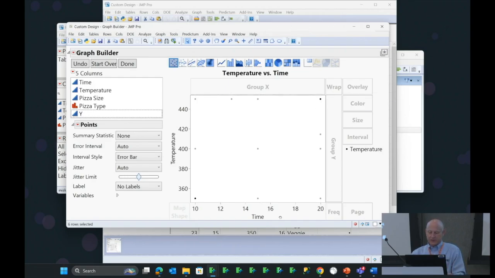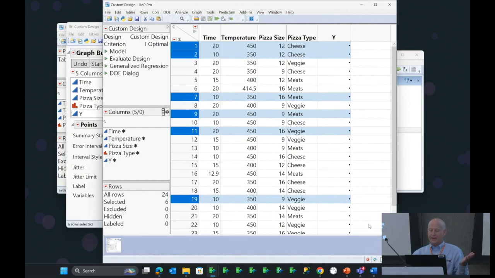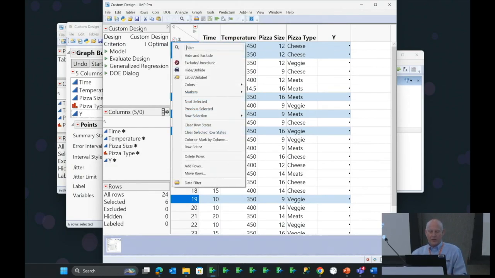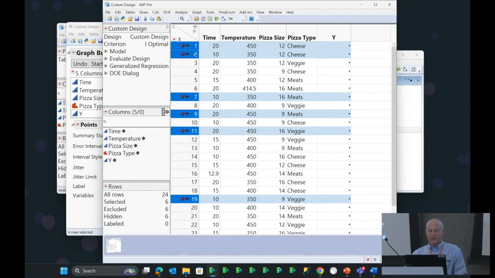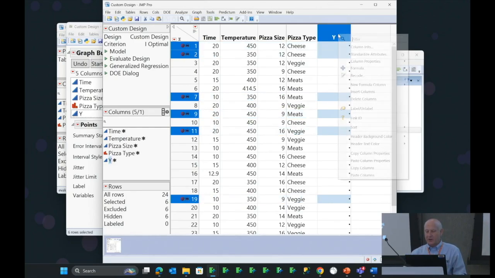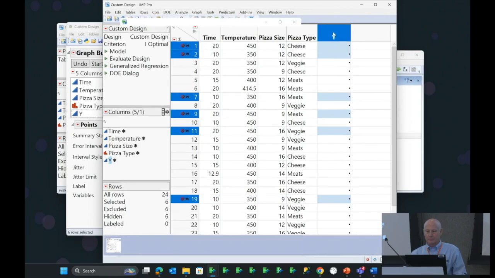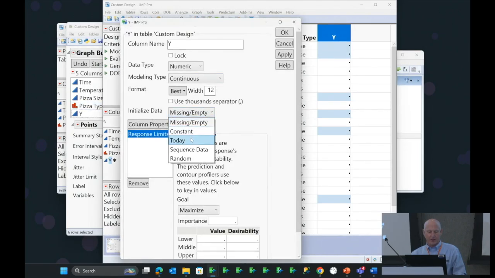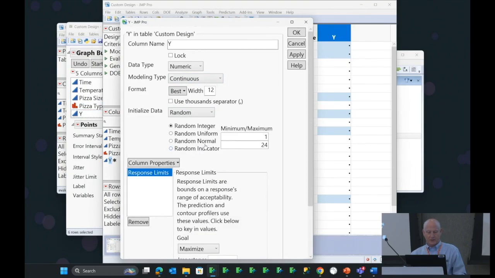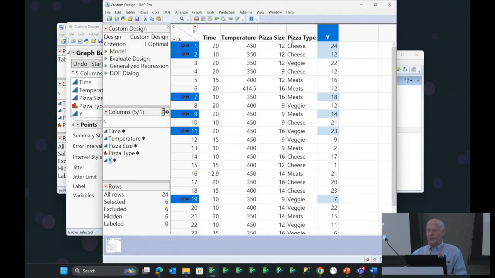So if I take those selected rows, and I'll go back to my data table, they've been selected here, I'm going to hide and exclude them. So in other words, I've lost 1/4 of the experiment. And I'm just going to throw in some random data here. So let's just make it random integers. Okay, so I just made up the data.